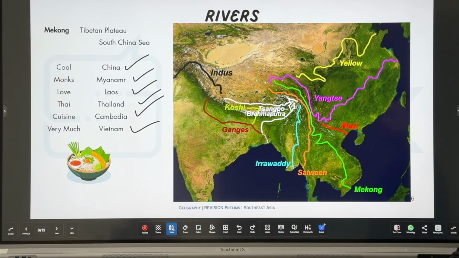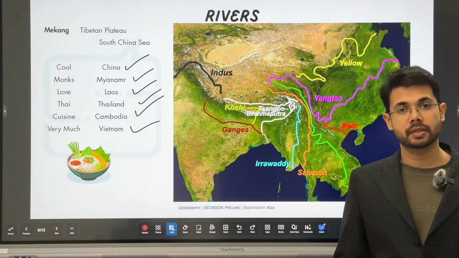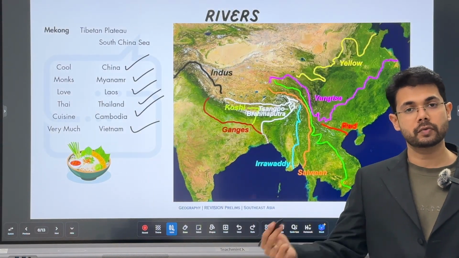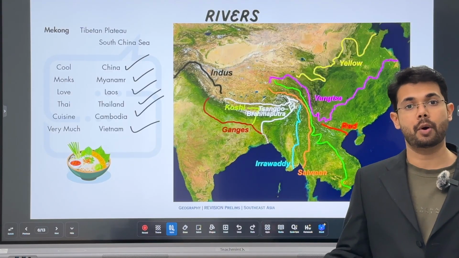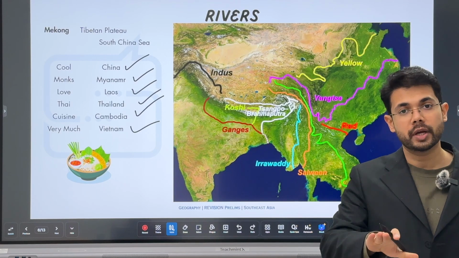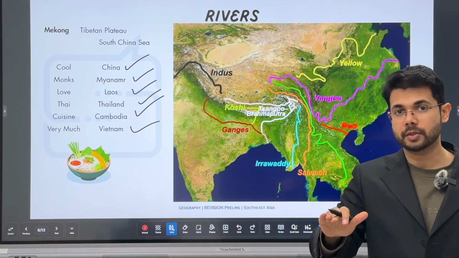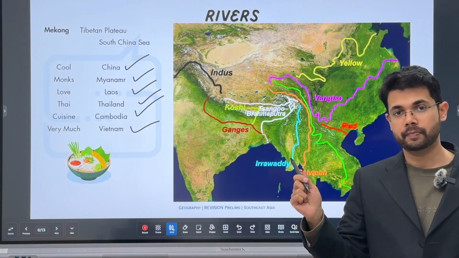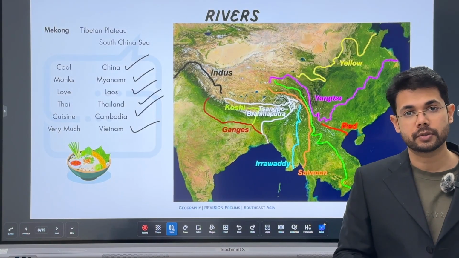So if UPSC gives you a list of countries, numbers them 1, 2, 3, 4, 5, 6, and asks which of these countries the Mekong flows from, what you have to do is cover it. Do not look at the options first. Never look at the options in such questions. Cover it with your hand, write the mnemonic down, and then look at your options.